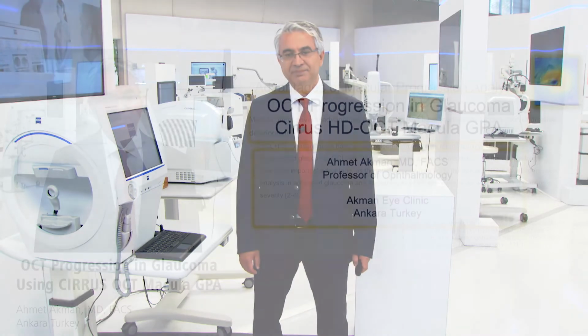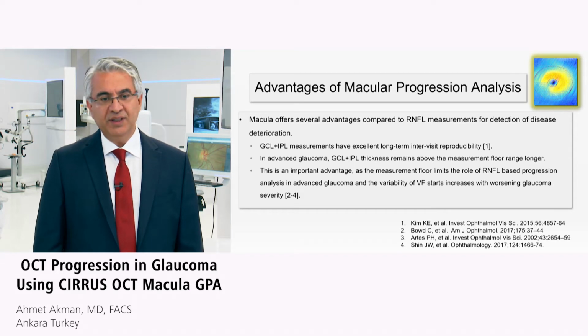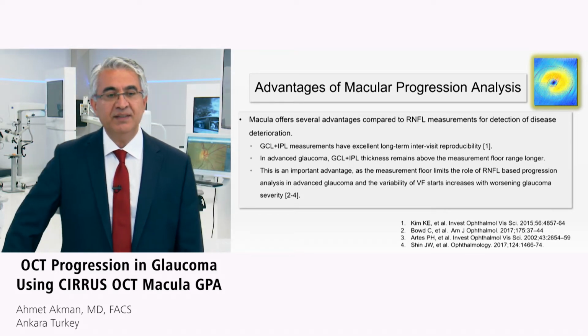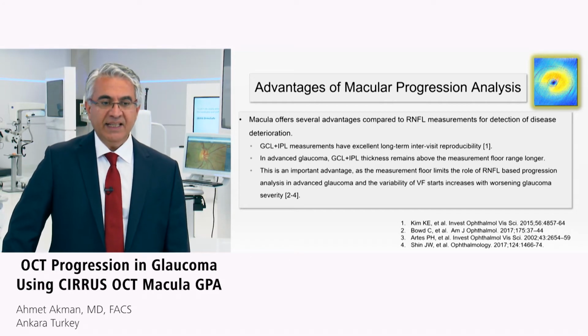Now it's time to talk about OCT progression in glaucoma using CIRRUS OCT macula GPA. What are the advantages of macular progression analysis? GCL IPL measurements have excellent long-term inter-visit reproducibility. In advanced glaucoma, GCL plus IPL thickness remains above the measurement floor range longer.